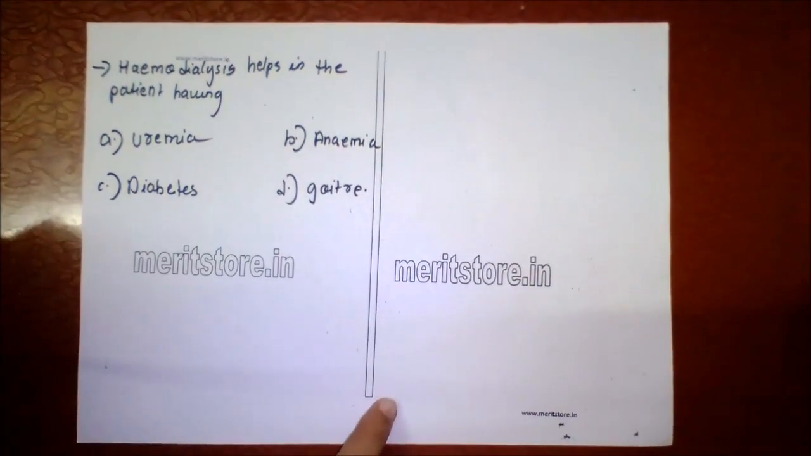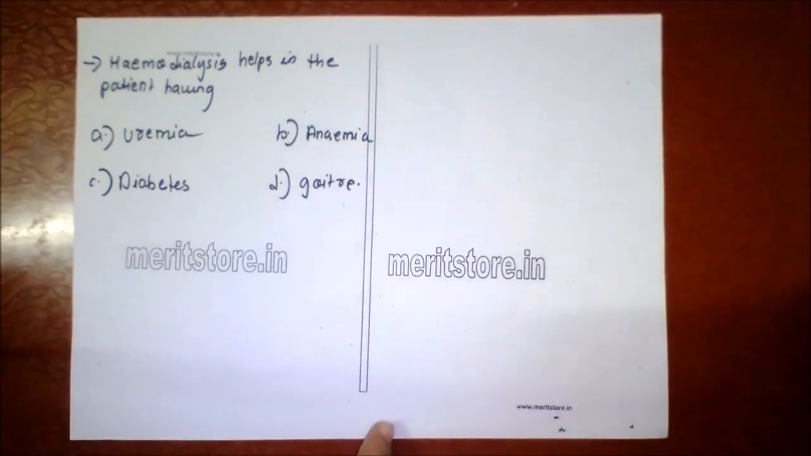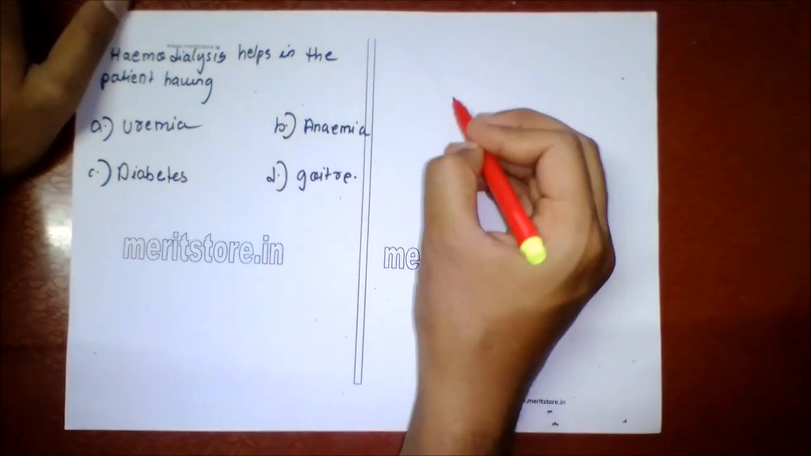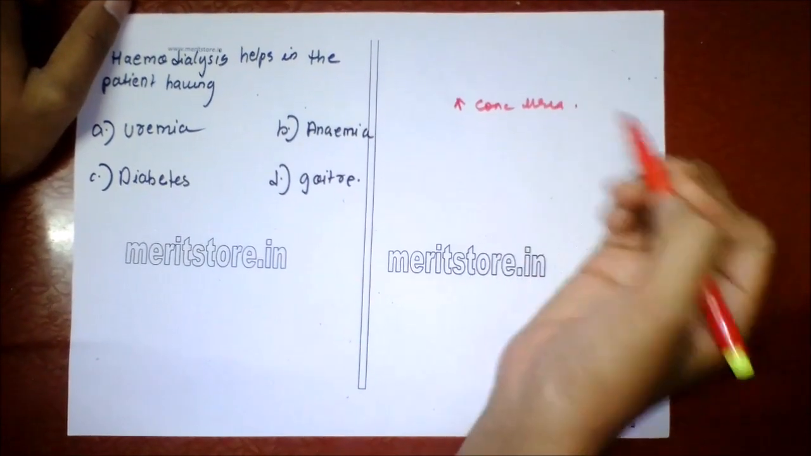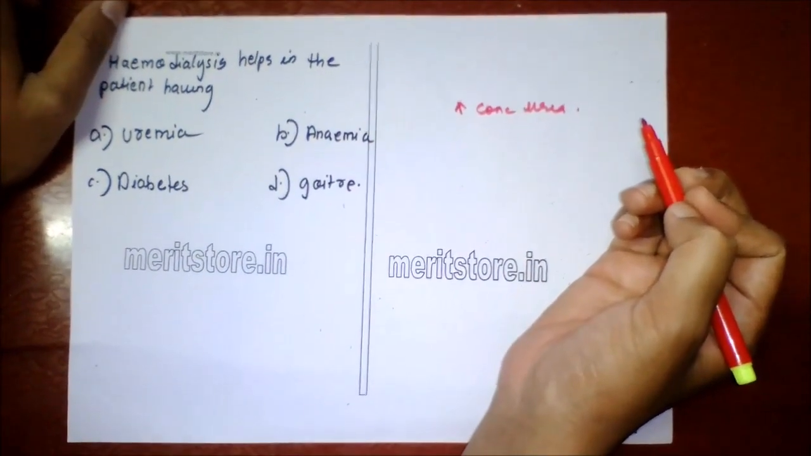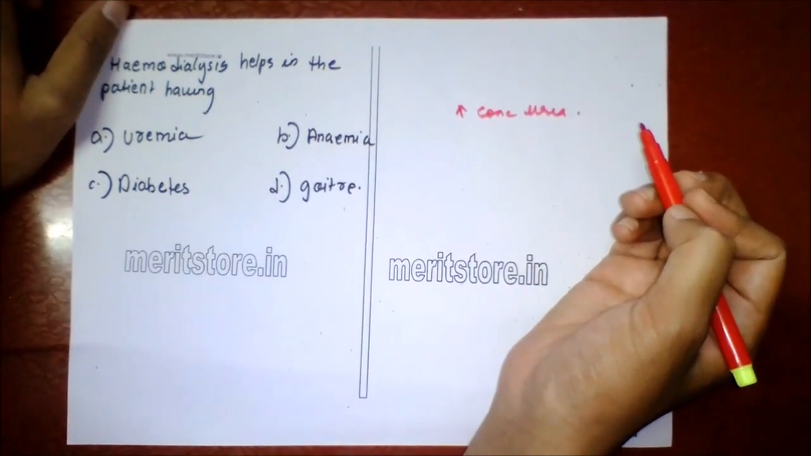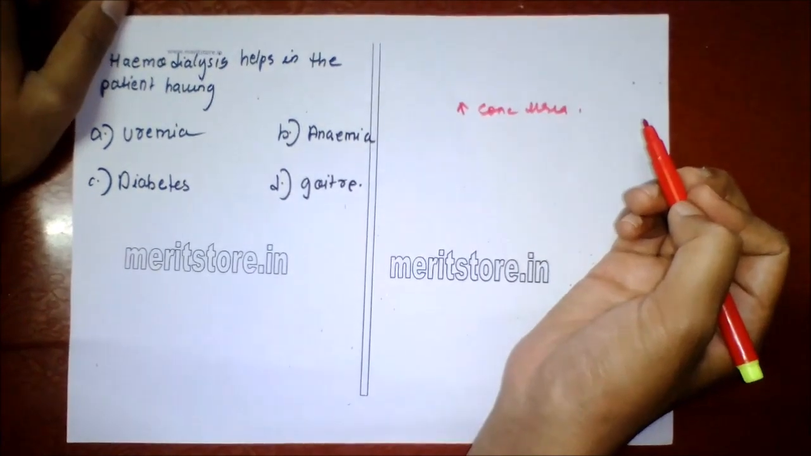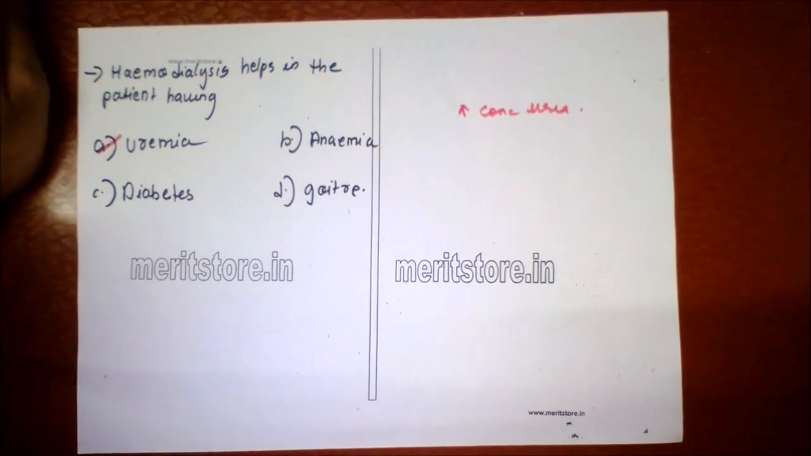Hemodialysis helps in the patient having A. Uremia, B. Anemia, C. Diabetes, D. Goiter. So uremia is a condition of high concentration of urea in blood or uric acid in blood. Through hemodialysis, waste molecules diffuse into the dialysis fluid and the blood is then returned to the patient's body, which is cleared. So option A is the correct answer.